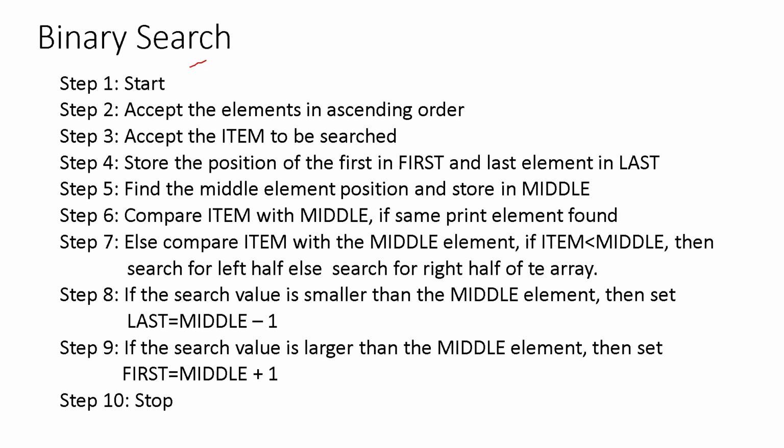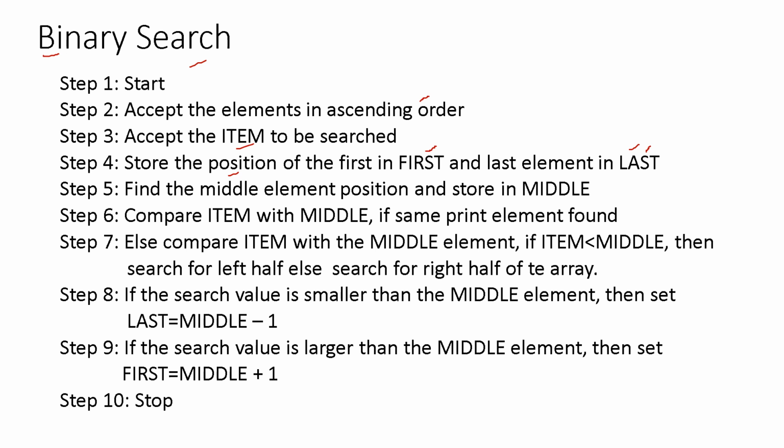Now, next is binary search. Binary, that is 2. In this case, the whole set of elements is to be arranged first in ascending order. If they are arranged, then it is okay. If they are in random order, first you have to arrange them in ascending order. Then accept the item to be searched. Two variables used in this are first and last. First shows the first element and last shows the last element. We have to show the position.